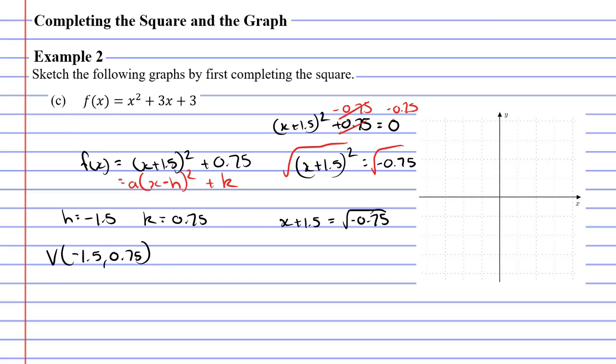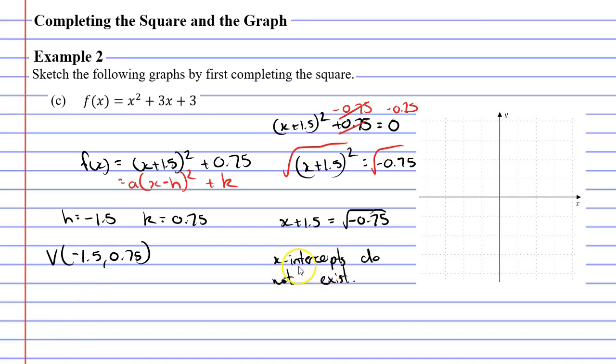Now, some of you might have noticed something quite interesting here. We are trying to square root a negative number. And when I try to do this on the calculator, I'm going to get an error. So what do we do in this situation? Well, this means that there's actually going to be no solutions, or no x-intercepts.